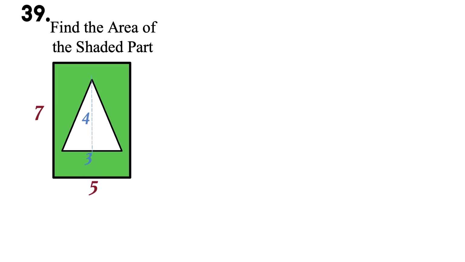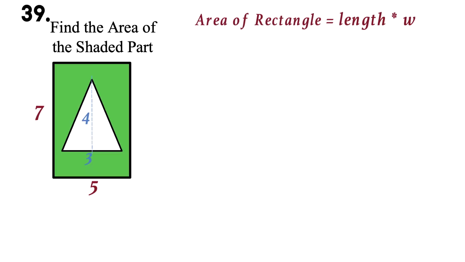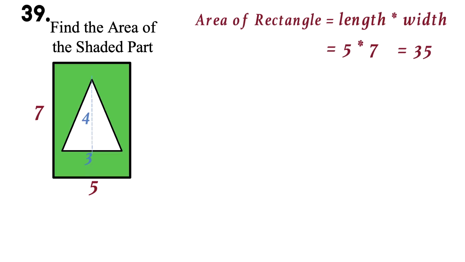Here we are supposed to find the area of the green shaded portion. Questions like this are also very common. The work here is to find the areas of the two shapes and subtract it. We start by finding the area of the rectangle. This is the length times the width. So we will have 5 times 7, which is 35.